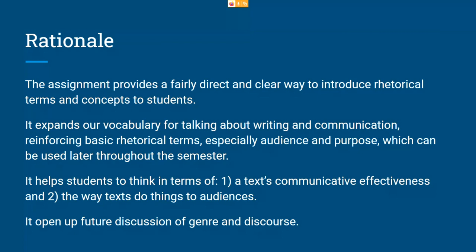And the last part of the rationale, which I talked about already, was the idea that the rhetorical terminology helps us to expand the way that students talk about writing and to think about the communicative effectiveness of a text and the way that it influences an audience in more real terms, as opposed to just it checks the boxes.